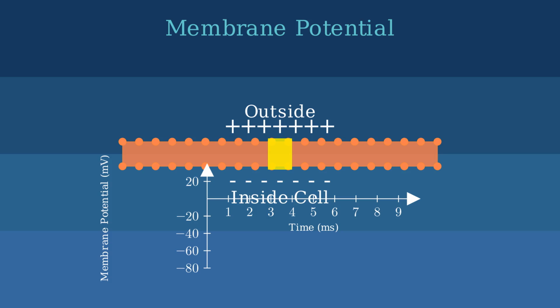When a neuron is stimulated, it generates an action potential, a rapid, temporary change in membrane potential. During an action potential, the membrane rapidly depolarizes, briefly becoming positive inside, then repolarizes back to the resting state, often with a hyperpolarization phase before returning to baseline.